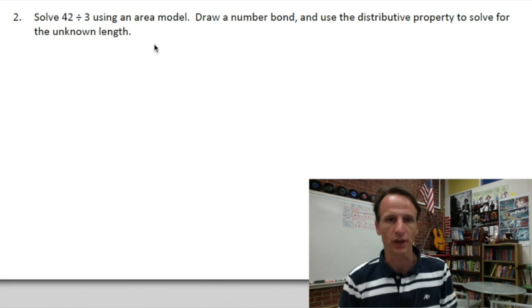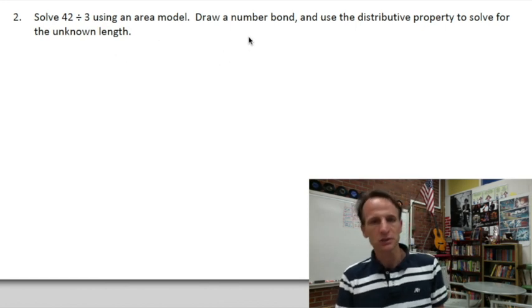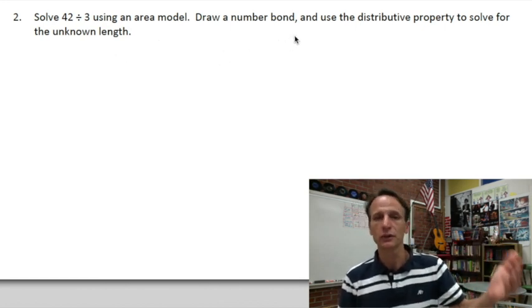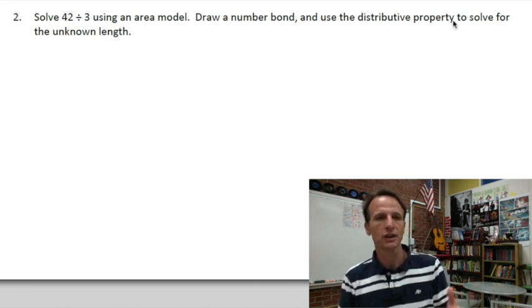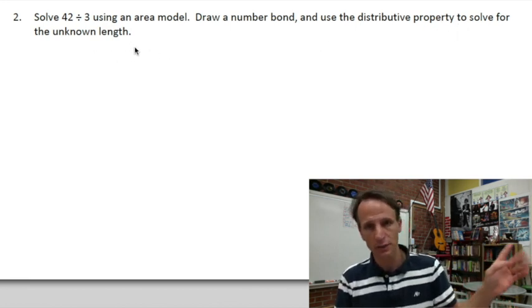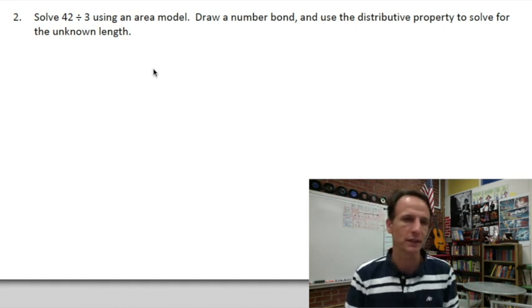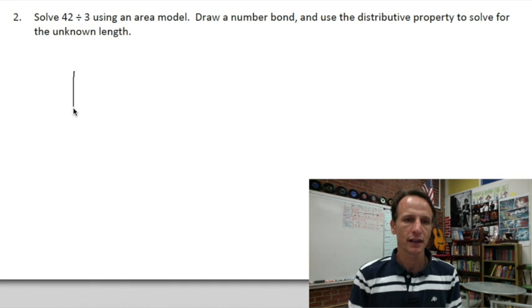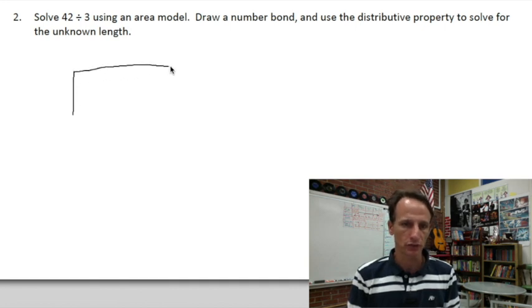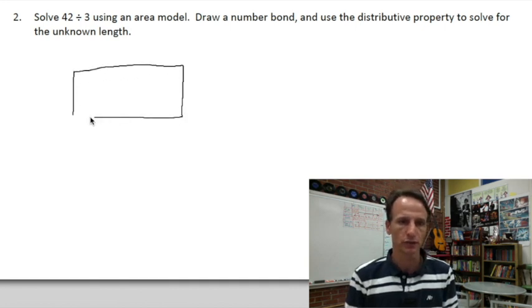With no help from Maria. Draw a number bond, just like we did in number 1, and use the distributive property to solve for the unknown length, which we also did in number 1. That was all the equations at the bottom there. Okay, so our area model is simply a rectangle. It does not have to be in any particular proportions, just a rectangle will do.